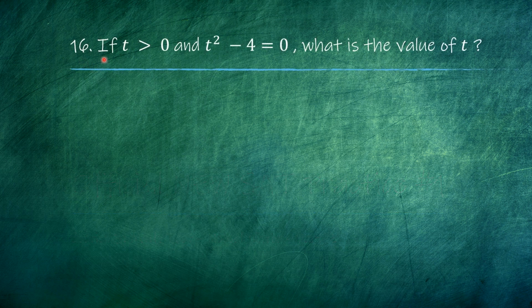Question 16. If t is greater than 0 and t squared minus 4 is equal to 0, what is the value of t? Go ahead, pause the video and try it yourself. The answer: t is equal to 2.